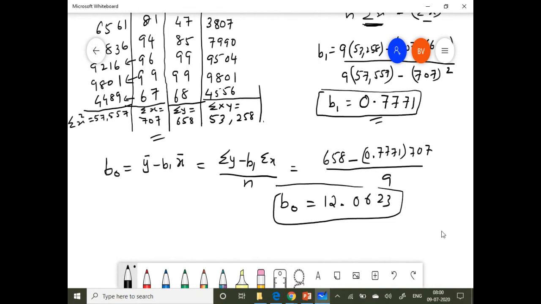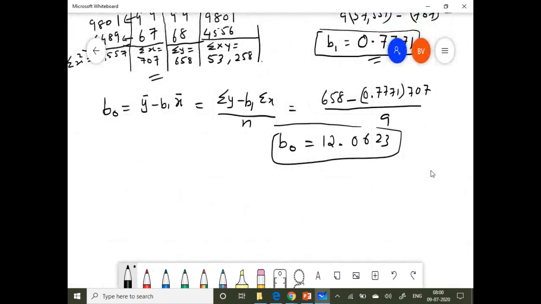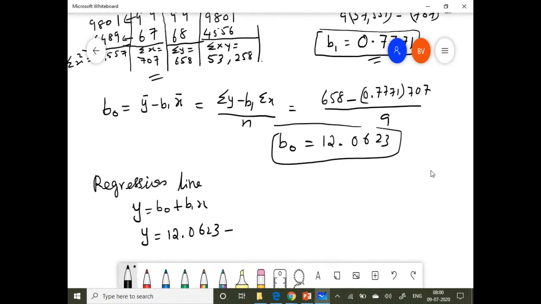Now we are drawing the regression line. We are writing the equation of the regression line. Y is equal to b0 plus b1x. So y is equal to b0, 12.0623, plus b1, 0.7771 times x. This is our answer for case number 1.